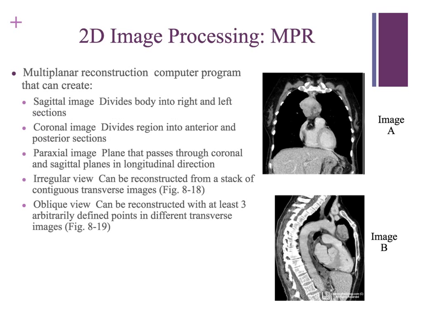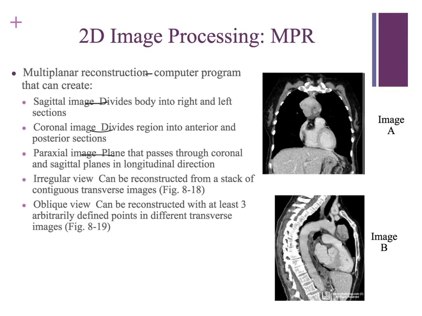Multiplanar reconstruction is a computer program that can create sagittal images, coronal images, or periaxial images from a stack of contiguous transverse axial scans. The sagittal image divides the body into right and left sections. The coronal image divides the region into anterior and posterior sections. The periaxial image is a plane that passes through the coronal and the sagittal planes in a longitudinal direction.